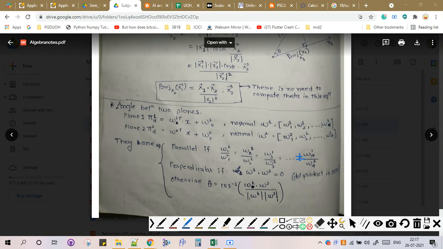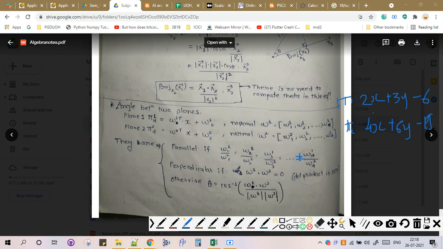Let's say we have two hyperplanes: pi 1 is 2x plus 3y minus 6, and pi 2 is 4x plus 6y minus 19. So are these two hyperplanes? We can have a z term also, a w term also. How many terms are given, we don't care. So how can we determine if they are parallel or perpendicular?